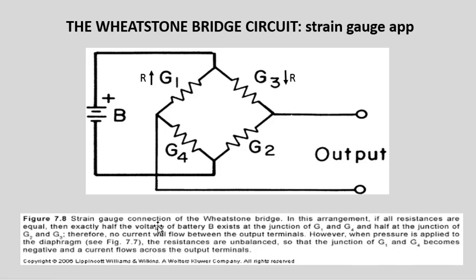It's worth reading this. Strain gauge connection of the Wheatstone bridge. In this arrangement, if all resistances are equal, then exactly half the voltage of battery B exists at the junction of G1 and G4, and half at the junction of G3 and G2. Therefore, no current will flow across these 2 output terminals. However, when pressure is applied to the diaphragm in the previous slide, the resistances are unbalanced, so that the junction of G1 and G4 becomes negative because of the greater resistance, less current flows, and this point becomes negative relative to that point, and a current flows across these 2 output terminals.